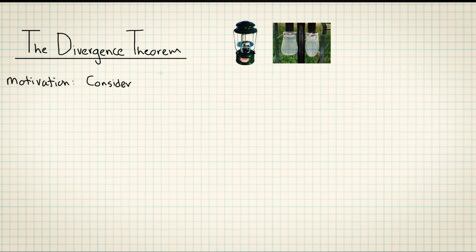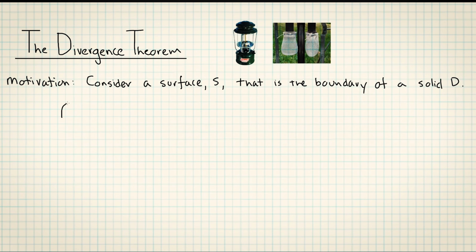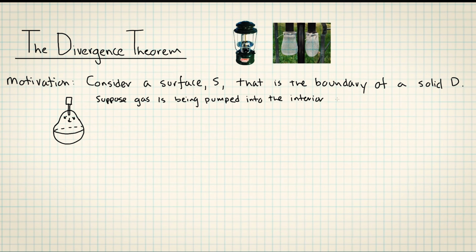So to motivate the divergence theorem, I want you to imagine a lantern. Has anyone ever been camping before? The way it works is there's kind of a metal screen, and you pump gas into the screen, and then when you ignite the gas, the burning gas heats up the metal mesh, and that puts off light, and then you can see and play cards or do whatever it is that people do when they go camping.